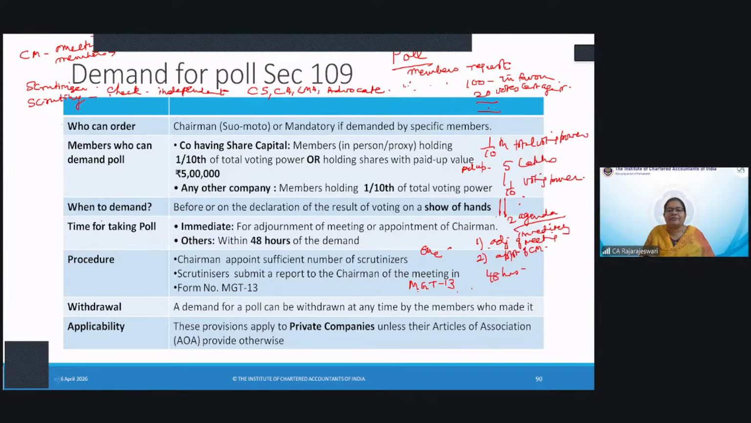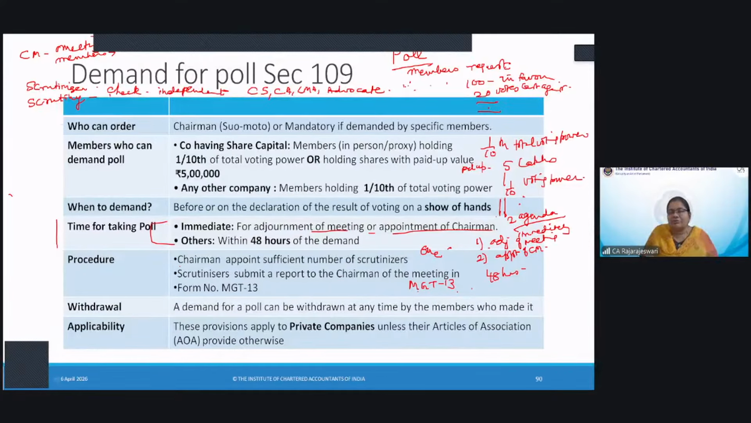Read this: the time taken for this particular thing. What is the time? Immediate, and others. For the adjournment of the meeting or appointment of the chairman, you have to take the poll immediately when it is demanded. Other than these two, you can take it within 48 hours of the demand.